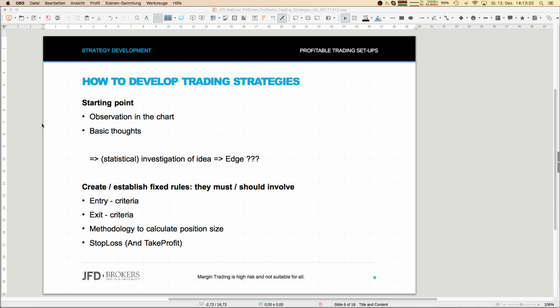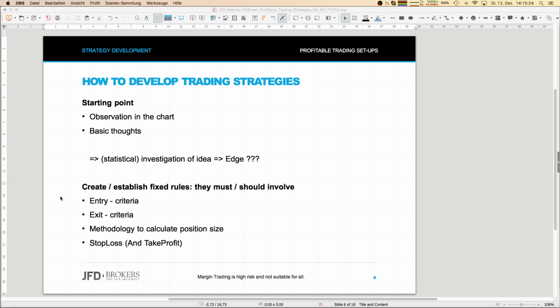So if we have gone through the complete list here, then we have a trading setup which is well defined, and then it's easy for us to follow our own trading setup.